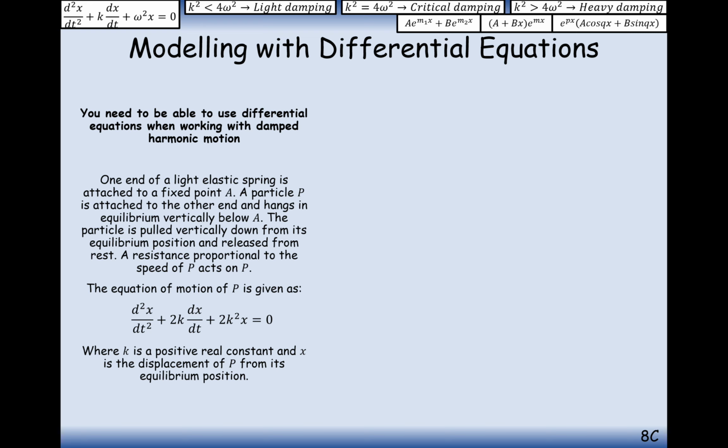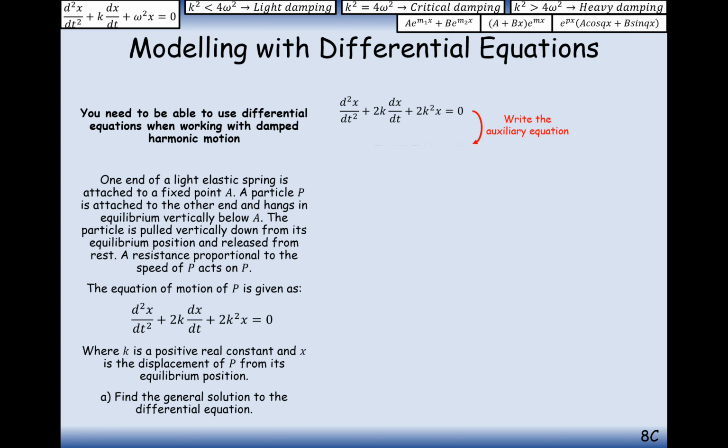One end of a light elastic spring is attached to a fixed point A. Particle P is attached to the other end and hangs in equilibrium vertically below A. The particle is pulled vertically down from its equilibrium position and released from rest. A resistance proportional to the speed of P acts on P. The equation of motion of P is given as follows, where k is a positive real constant and x is the displacement of P from its equilibrium position. Part a is find the general solution to the differential equation.